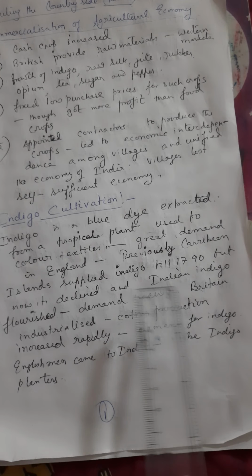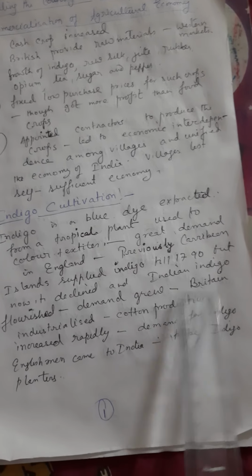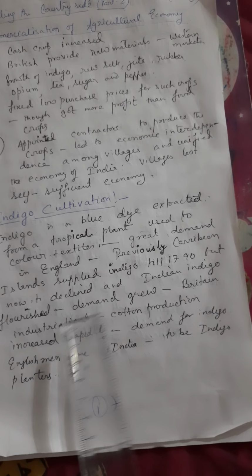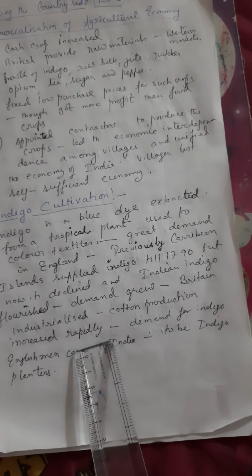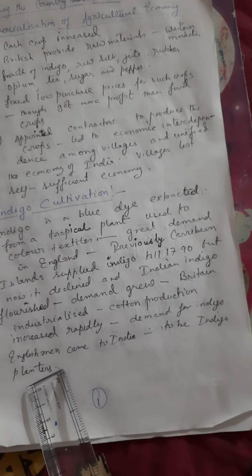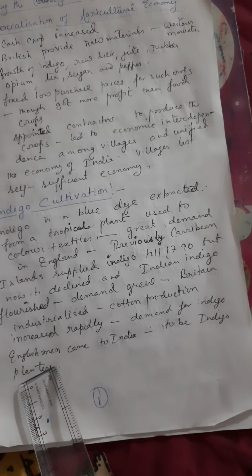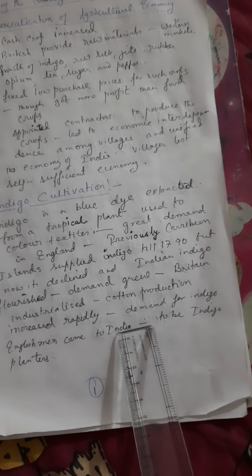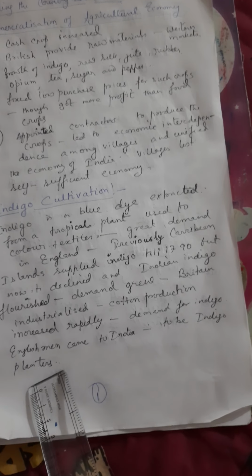Its demand grew, and Britain, as I told you previously also, got industrialized at that time. So cotton production increased rapidly. Therefore, there was a demand for indigo, and very many Englishmen came to India to be indigo planters, and they exploited the peasants very much.